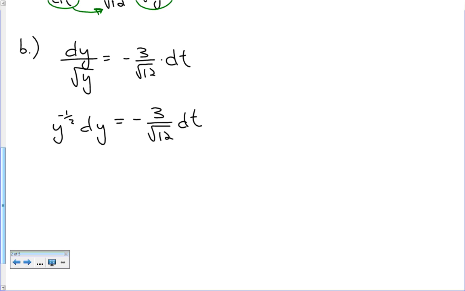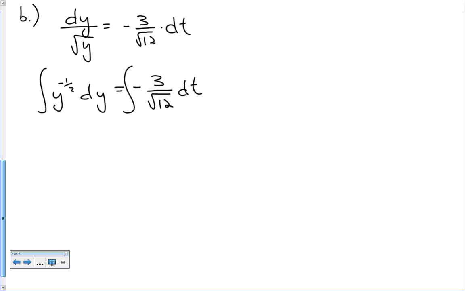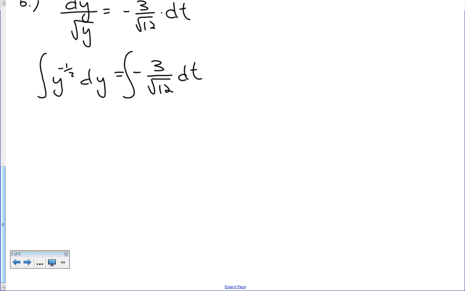We solve it by integrating both sides. So I'm going to put my integral sign in here and integrate both sides of this. On the left side, you've got a power function, so follow your power rule. You add 1 to the exponent, so that's y to the 1/2, and then you multiply by its reciprocal out front, so that's 2 y to the 1/2. On the other side, you just have a constant times dt, so that's the constant, negative 3 over the square root of 12, times your variable, which is t. And don't forget, when you integrate, you always get a plus c.